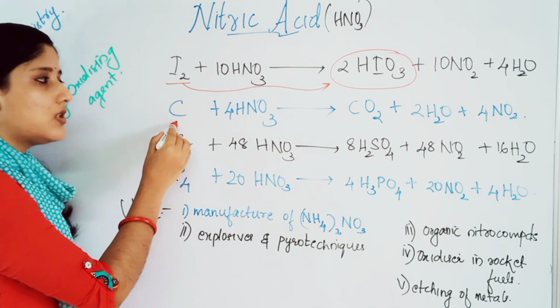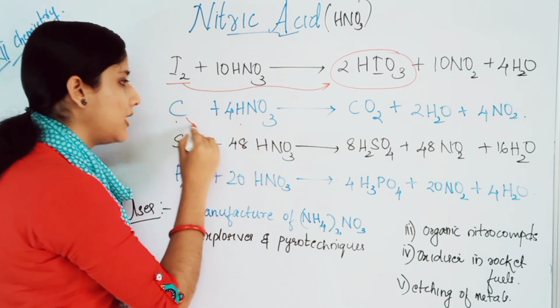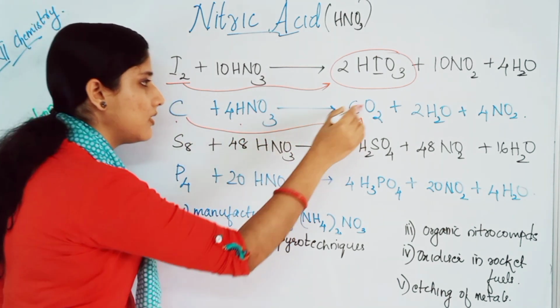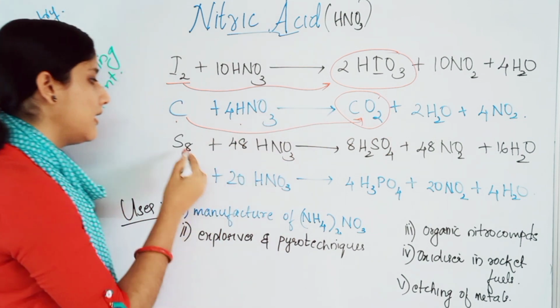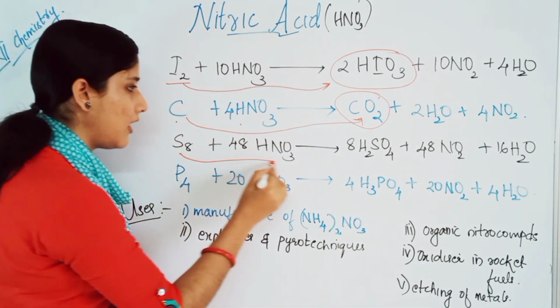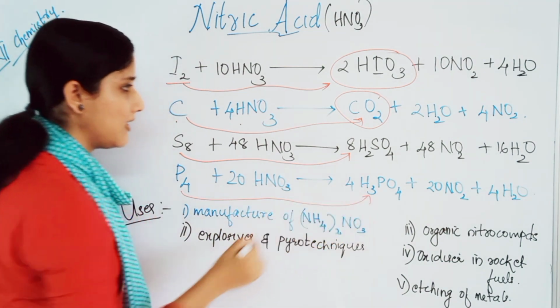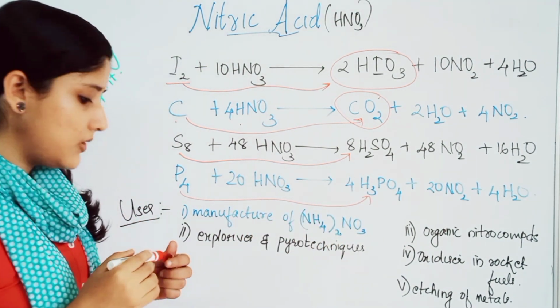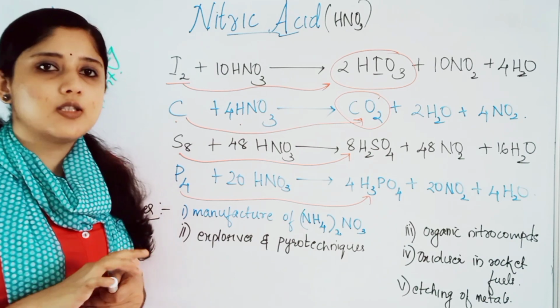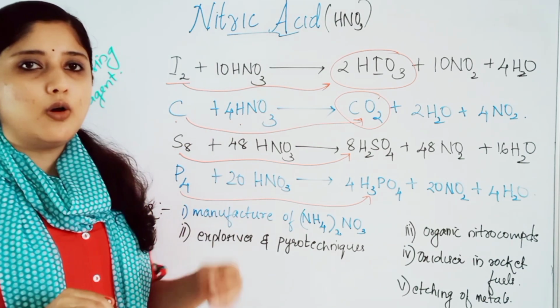Carbon is oxidized with nitric acid to obtain carbon dioxide. Sulfur is oxidized to sulfuric acid. Similarly, phosphorus to phosphoric acid. These are the examples of oxidation reactions of nitric acid with non-metals.